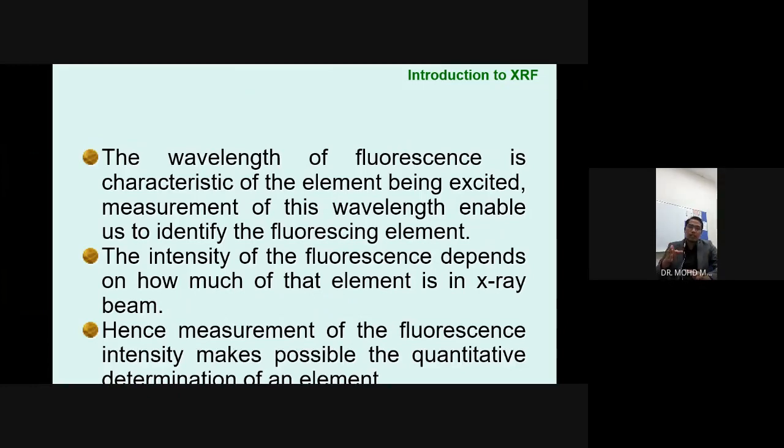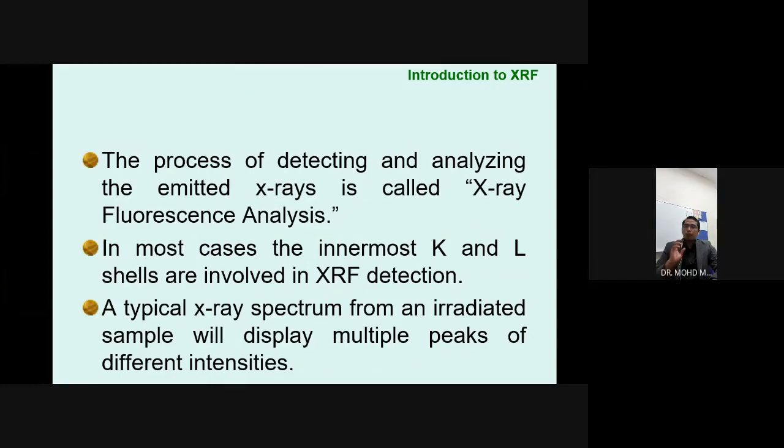Let's say carbon, oxygen and nitrogen. All of those have different electronic configurations. Electronic configuration means the amount of electrons in a specific arrangement of electronic positions. The intensity of the fluorescence depends on how much of the element is in the X-ray beam. Therefore, measurement of the fluorescence intensity makes quantitative determination of an element possible. The process of detecting and analyzing the emitted X-ray is called X-ray fluorescence analysis.